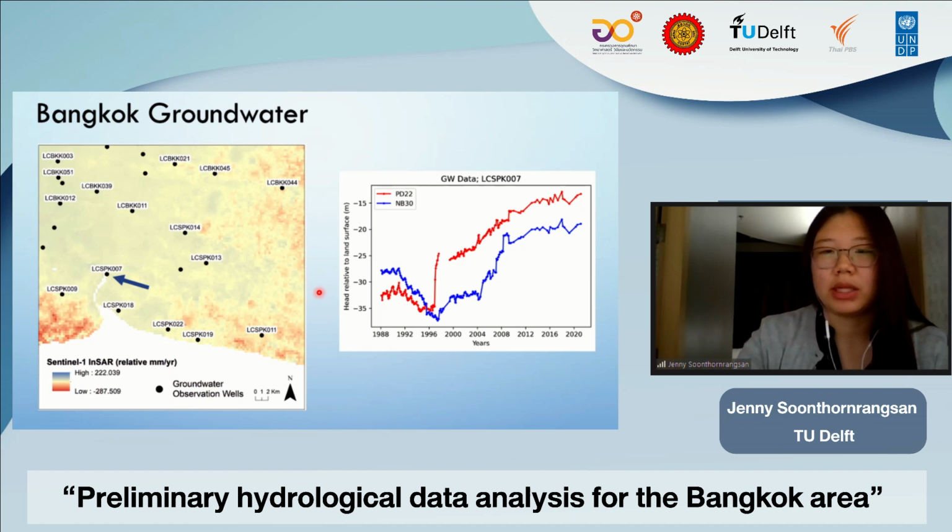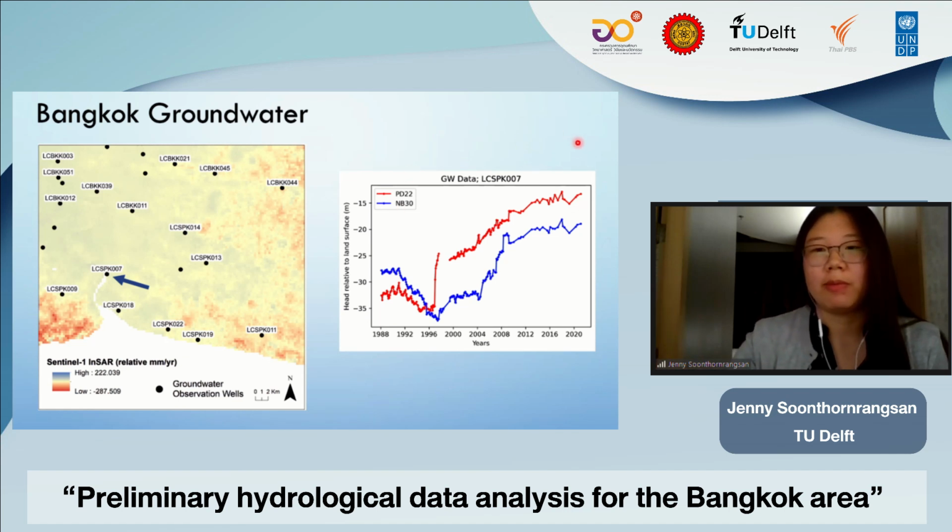So here you can see that in the mid-1990s, we see a dramatic decrease in head. And then from about 2000 on, we've been seeing it gradually increase and steady out. And so what is causing this? What is causing this trend?